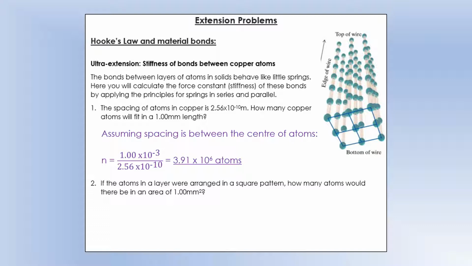So if we arrange them in a square pattern, how many atoms would there be in an area of 1 millimeter squared? Well, 1 millimeter squared is 1 millimeter by 1 millimeter. So essentially all we have to do is square the value that we've just obtained. Because if there are 3.9 million in 1 millimeter, there are 3.9 million by 3.9 million in a millimeter squared. So we get this number of atoms in a millimeter squared.